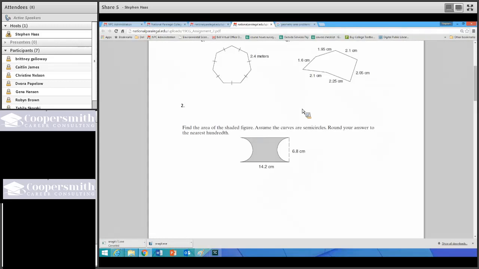I would just multiply the base times the height. The base and height are given to you. The base is given as 14.2. The height is given as 6.8. Now, if you imagine the two semicircles combined, that would be one full circle. How about the area of the full circle?